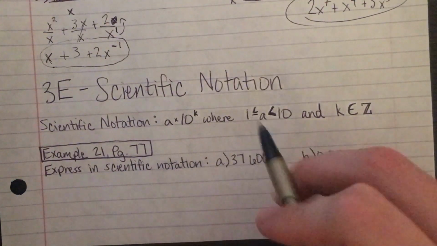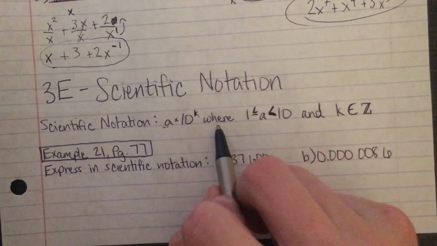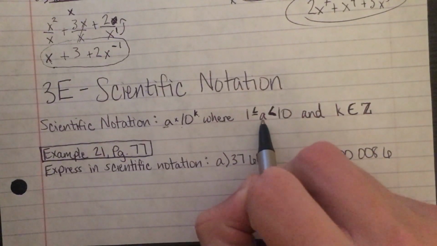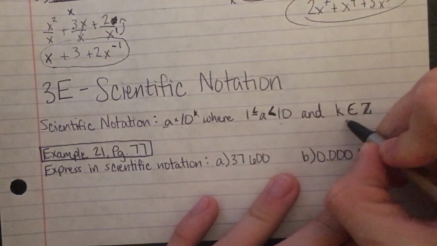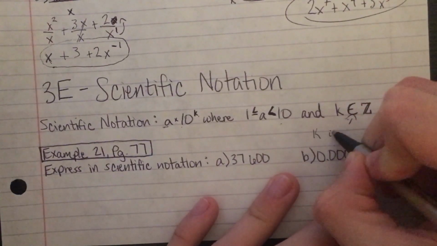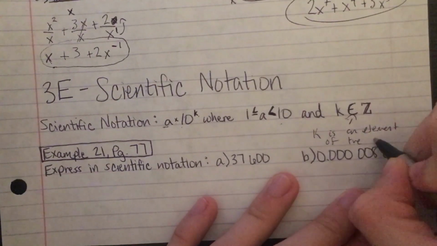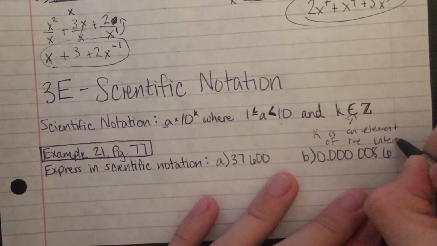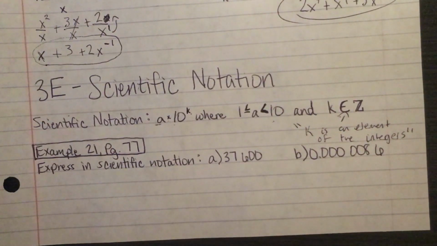So the way that you do scientific notation is we have a times 10 to the k power, where a is going to be a number between 1 and 10. And again, we see this notation pop up here. The way that you read this is, k is an element of the integers. Somebody decided to use Z as our symbol for integers. So that just means it has to be a positive or negative whole number.